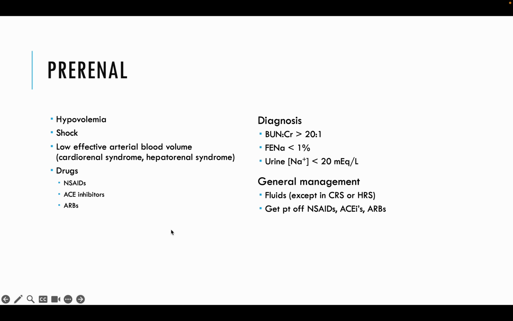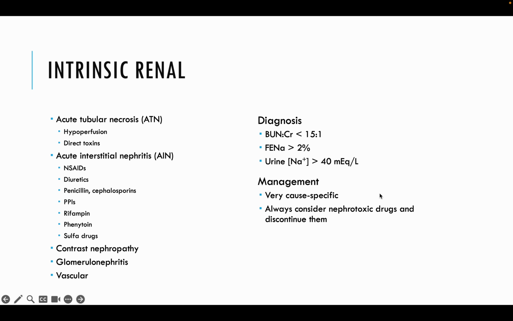So the management is fluids, unless they're having cardiorenal syndrome. If they're having hepatorenal syndrome, you can give them, but that won't help. And then you need to get the patient off of any drugs that will decrease their perfusion. If we move on to intrinsic renal, then we're looking at increased sodium in the urine because the tubules are not reabsorbing the sodium like they are typically supposed to. The BUN to creatinine ratio is going to be lower, typically less than 15, and this has a huge differential which you can look up when you're making the diagnosis.